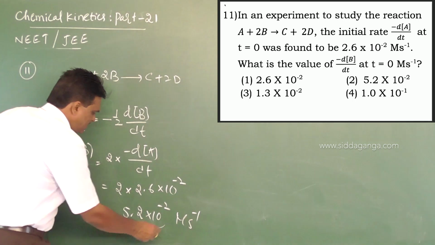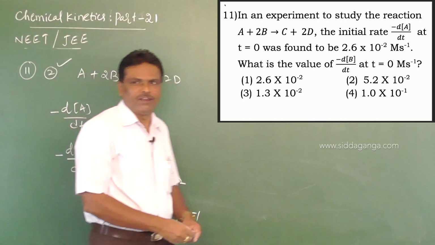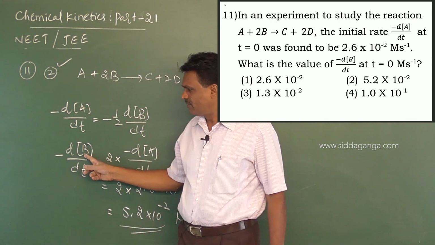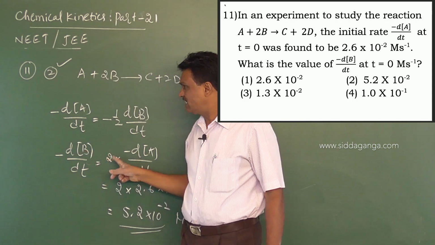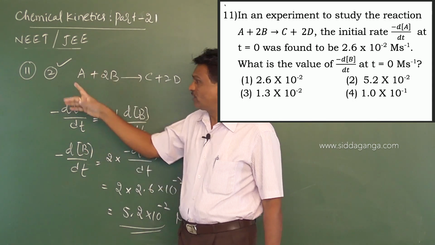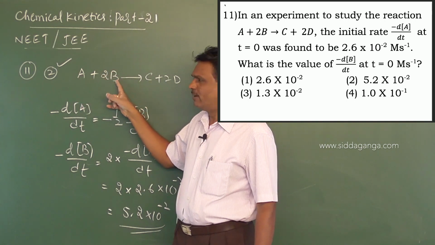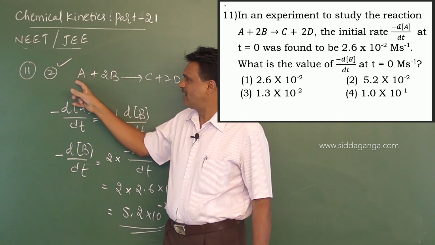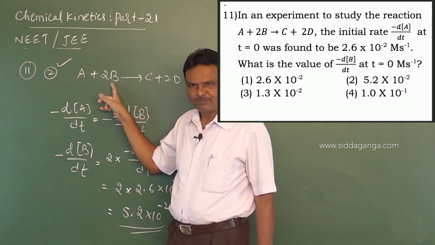So the answer is the second option. The second option is the right option for question number 11. Is that clear? So what is the rate with respect to B? The rate of consumption of B is equal to twice the rate of consumption of A. Minus dA by dt equals 1/2 into minus dB by dt. 2 comes to the left side, so 2 into the rate of disappearance of A is equal to the rate of disappearance of B.